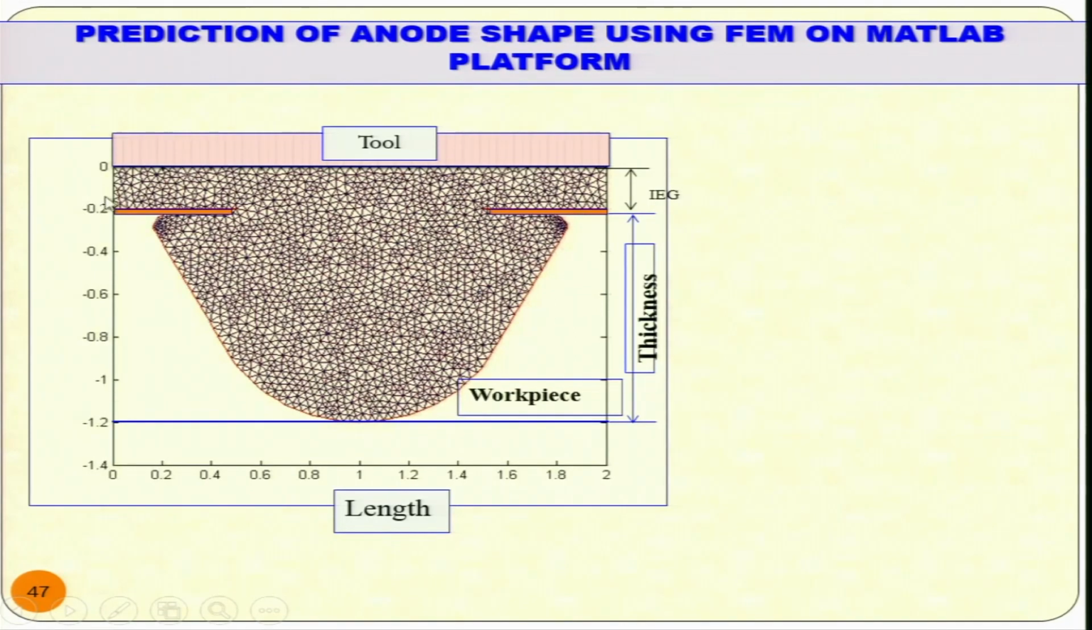This is the mask. So this is the undercut. This is the undercut on the workpiece, which is undesirable, but it is going to happen.